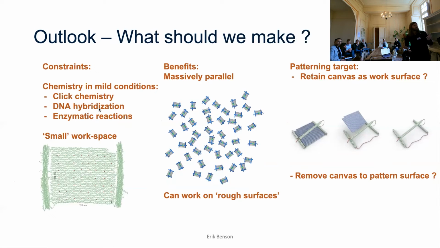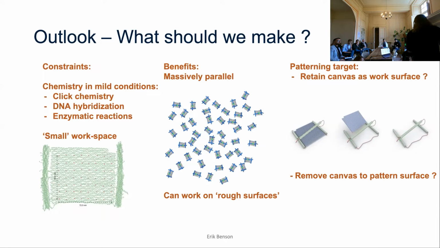So this is very open. I just put together these slides coming over, and I have thought less than you might think about what we should try to make with it. I think these are the main design constraints. The drawback is we have to work with DNA, so we probably have to work with chemistry that can work in mild conditions, like click chemistry, DNA hybridization that we're doing now, or enzymatic reactions. That should work fine in our buffers. And at least now, our workspace is pretty small. So those are our constraints.